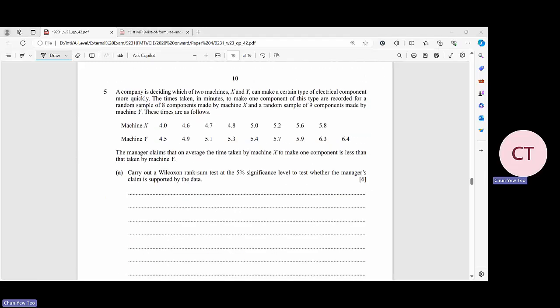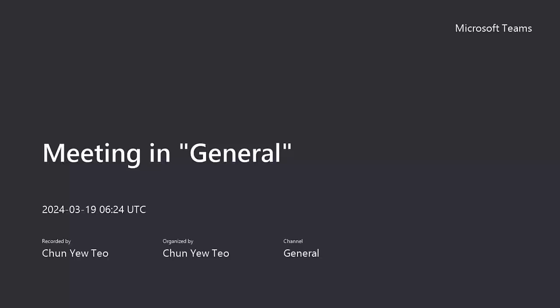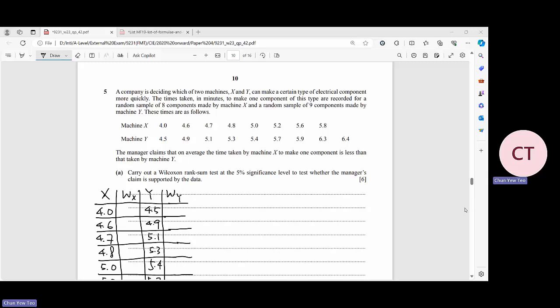We have question number 5. Okay, now we take a look at question number 5. A company is deciding which of two machines X and Y can make a certain type of electrical component more quickly. The times taken in minutes to make one component of this type are recorded for a random sample of 8 components by machine X and a random sample of 9 components made by machine Y. These times are as follows. Okay, so these are the data given.